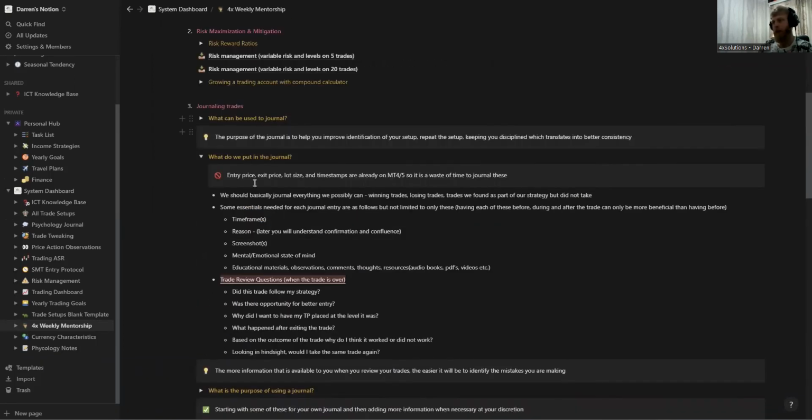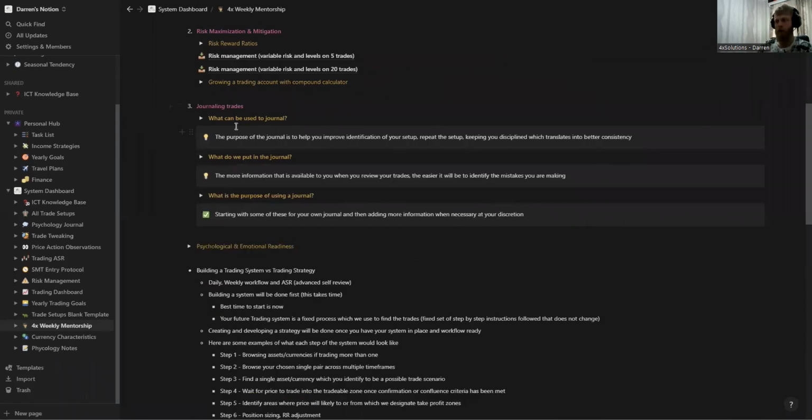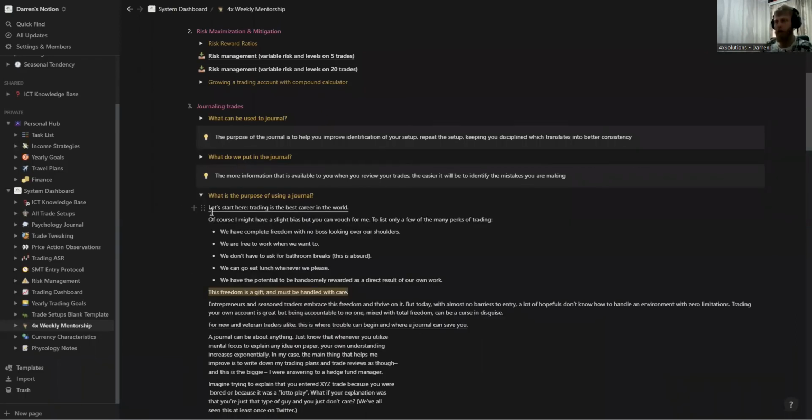So if we understand what we're putting in the journal, how we can use the journal, and what type of journal we can use, well, what is the purpose of having the journal? Let's quickly go through it here. As a trader, we have complete freedom. There's no boss looking over our shoulders, as most of us are probably employed. We don't like the boss to watch over our shoulders. We are free to work when we want to. Very true, very nice lifestyle. We don't have to ask for bathroom breaks. It's quite ridiculous that we have to do that.